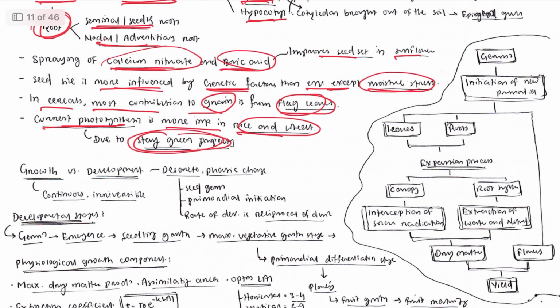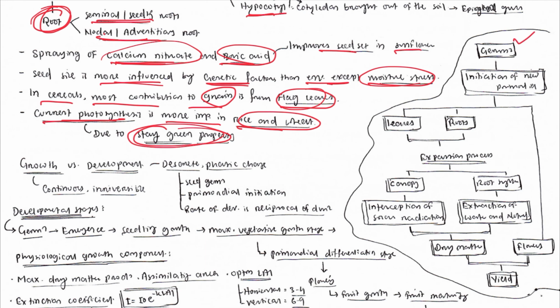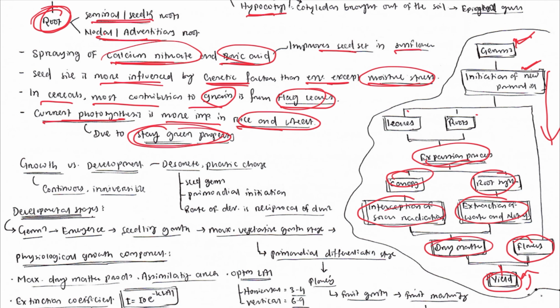Now, here there is a process: first germination happens, then imbibition, then initiation of new primordial cells, which form leaves and roots. Then the expansion process happens, then the canopy develops, then the root develops, then interception of solar radiation, then extraction of water and nutrients. All this contributes to dry matter accumulation, and if there is proper dry matter accumulation and proper flowering, then the yield will increase. Okay, so this is the flow chart of how a seed put in the soil converts into yield, right?